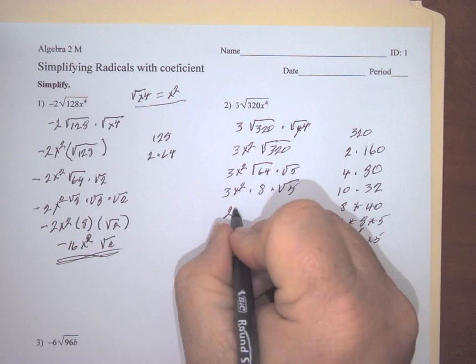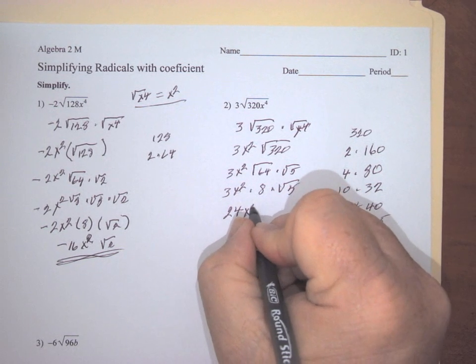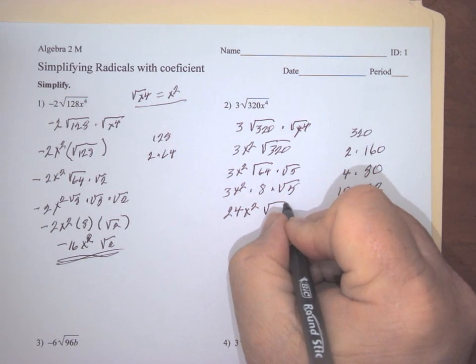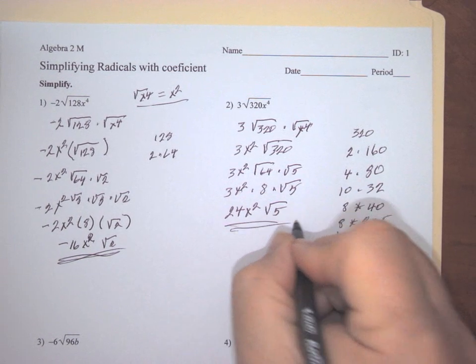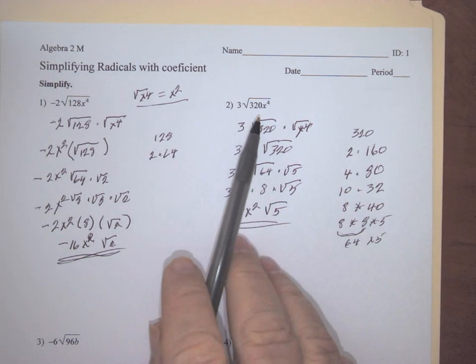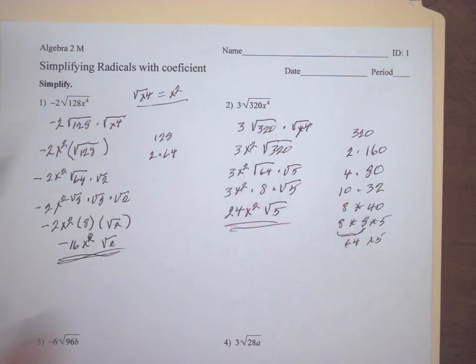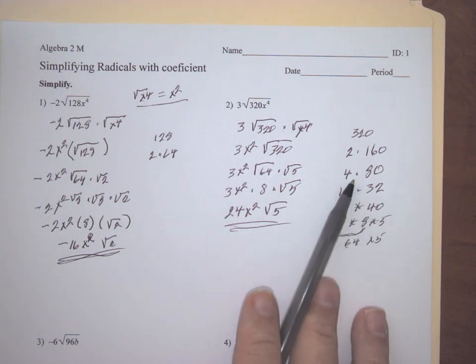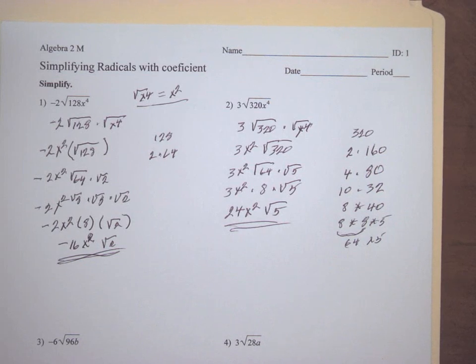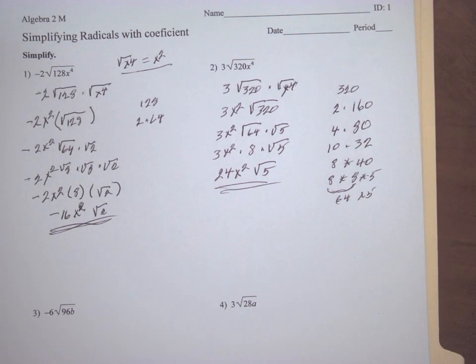So we're left with 24x squared times the square root of 5, and that's our answer. 64 was the magic number because 64 is a natural square, and that's really where I should have started looking. I should have started looking at 4 and then 16 and then 64, but alas, I didn't. So let's take a look and see if we can do that on this one.